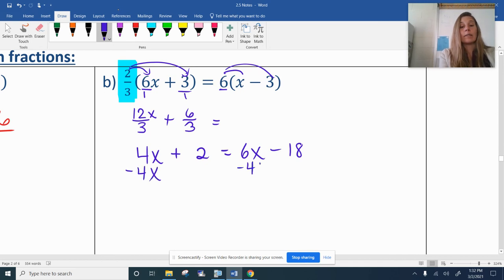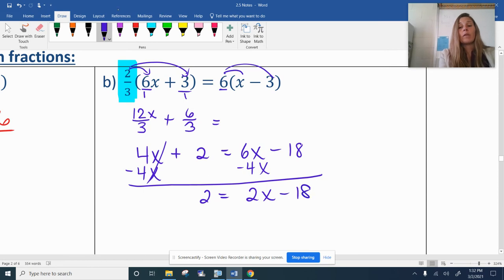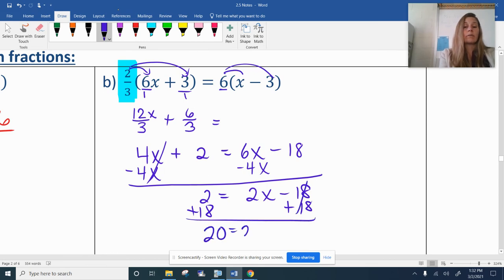I like to move my smaller of the two x values, which in this case is the 4. That way it ensures I get a positive x value. Then I'm going to move my constant to the opposite side, which gives me a 20. And then, of course, to finish it up, I'm going to divide by 2, and x equals 10.